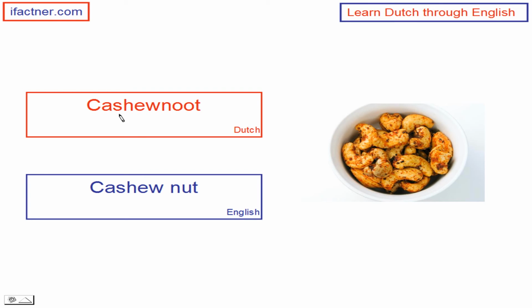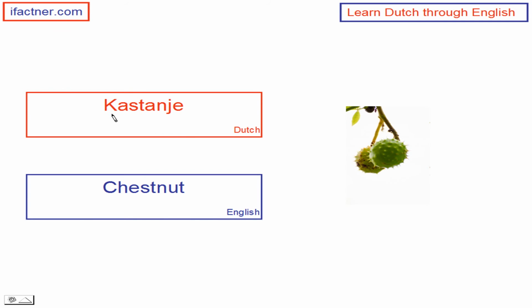C-A-S-H-E-W, cashew. N-O-O-T, noot. Cashewnoot. Chestnut, kastanje. K-A-S-T-A-N-J-E, kastanje.